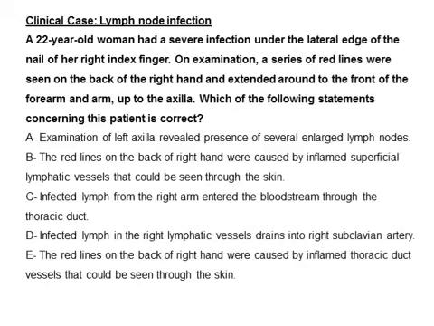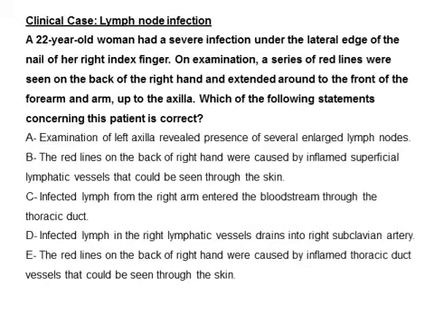Infected lymph from the right arm entered the bloodstream through the thoracic duct. No, this is wrong, because we know that the lymph from the right arm is drained by the right lymphatic duct, not the thoracic duct. So this is wrong. The choice D, infected lymph in the right lymphatic vessels drains into the right subclavian artery. And this choice is also wrong, because the infected lymph in the right lymphatic vessels drains into the right subclavian vein, not artery. So this is wrong.